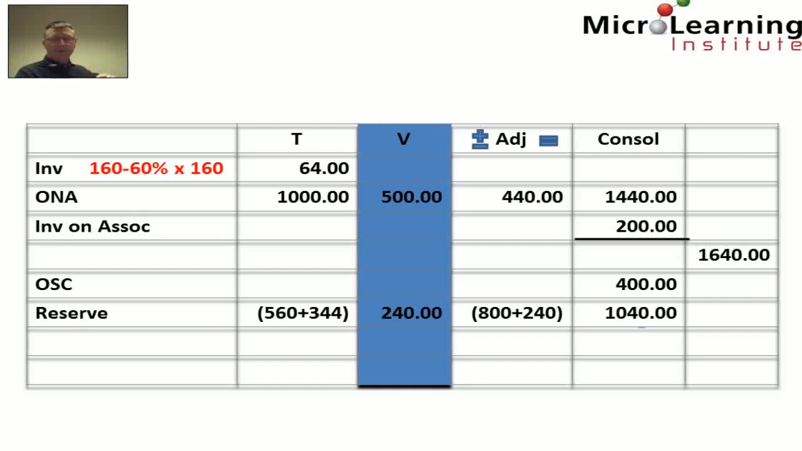Current liabilities, again, we only consider the current liabilities of Tele because we don't control or have obligations for the current liabilities of Vision. So that consolidates at $200,000, giving us a total equity and liabilities figure again of $1.64 million.